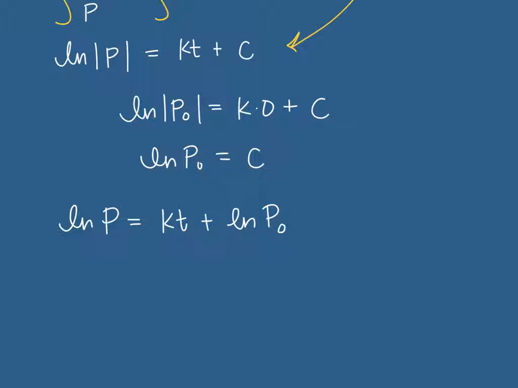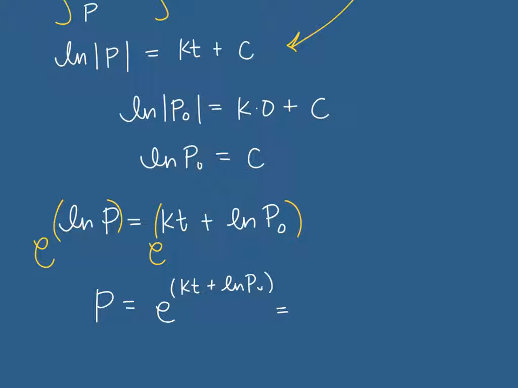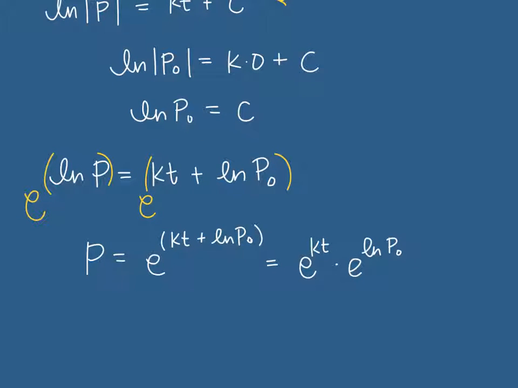What do I do on both sides? Apply an e on both sides of the equation. So the population alone would be e to the parentheses kt plus the ln of p sub 0, which if we use our algebra, we know is e to the kt times e to the ln of p sub 0, because the addition of powers is the multiplication of its bases. And then we also know that e and natural log can cancel each other out.